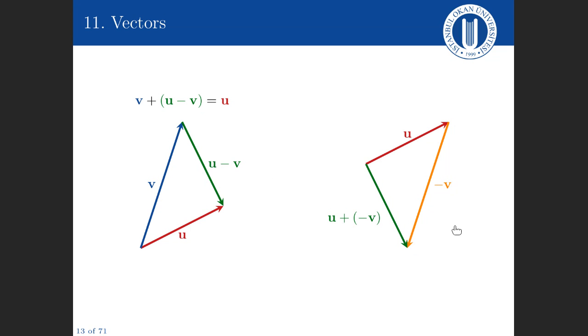And we can use the nose to tail rule from two slides before. Take the vector u, where u has terminal point the initial point of minus v, and then draw the green arrow from the initial point of u to the terminal point of minus v. So u plus minus v. And of course, you can see from the picture that u minus v is the same as u plus minus v.